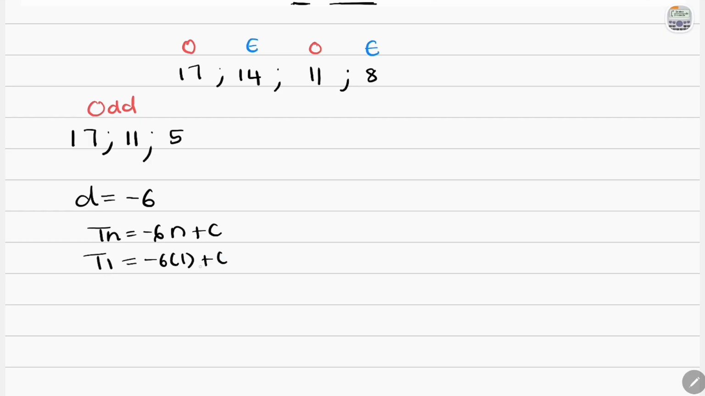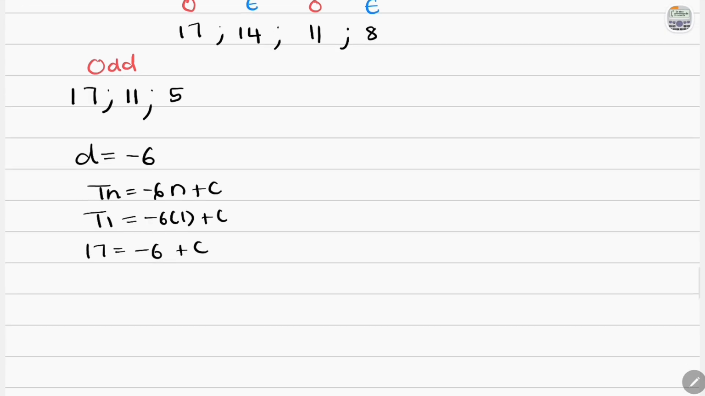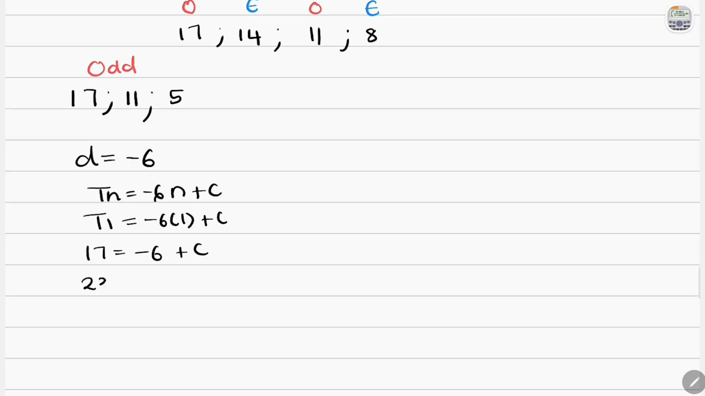Substitute 1 and then plus c. Term 1 is actually 17, so we say 17 equals negative 6 plus c. Transpose, and we're going to get 23 when you add, and this is equal to c. So our general term is Tn equals negative 6n plus 23.